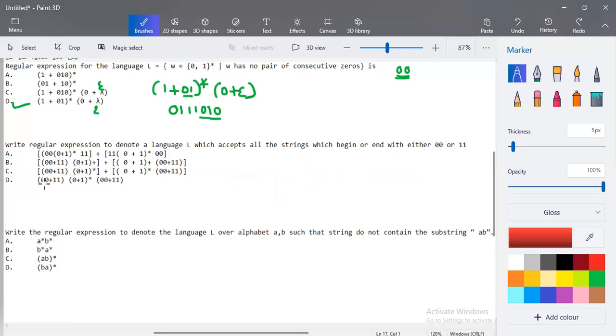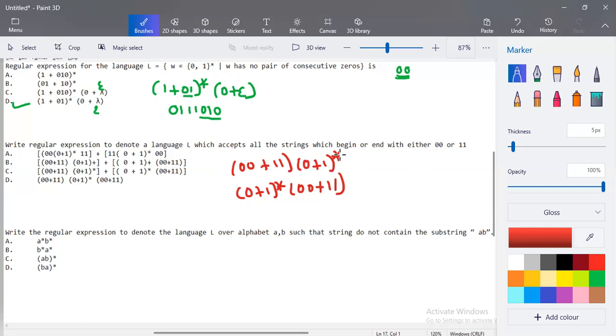And next one is 00 plus 11 followed by (0 plus 1) the whole star, and (0 plus 1) the whole star followed by either 00 or 11. Since it is a plus operation, I have written it separately. Either this or this. Plus actually means that either that option or this will be executed. So here the input should begin with 00 or 11 followed by 0 or more transitions.